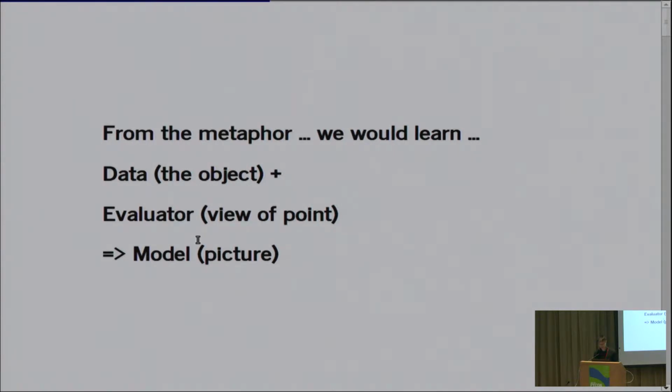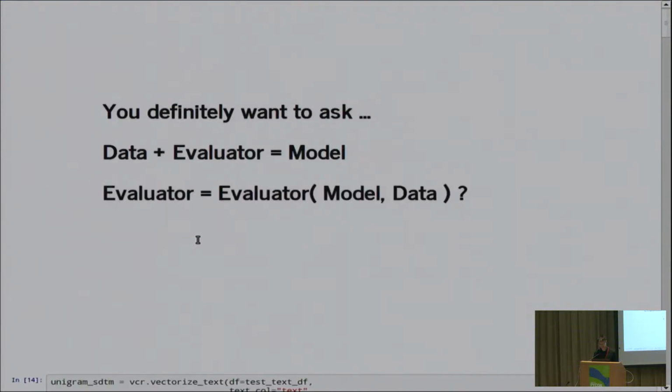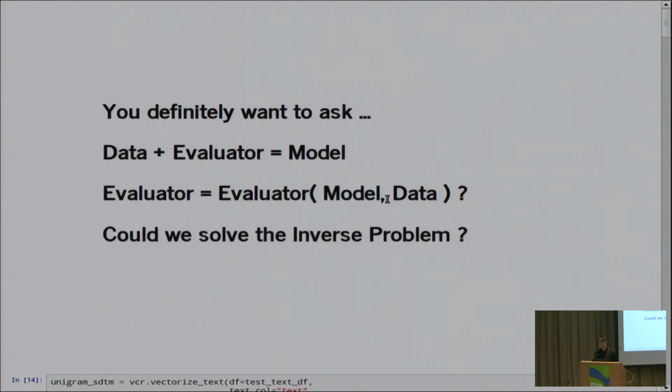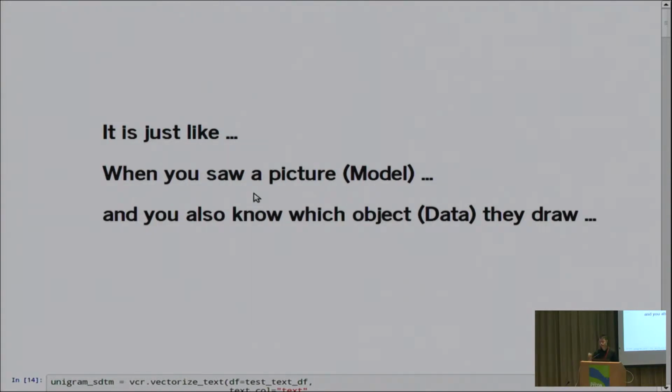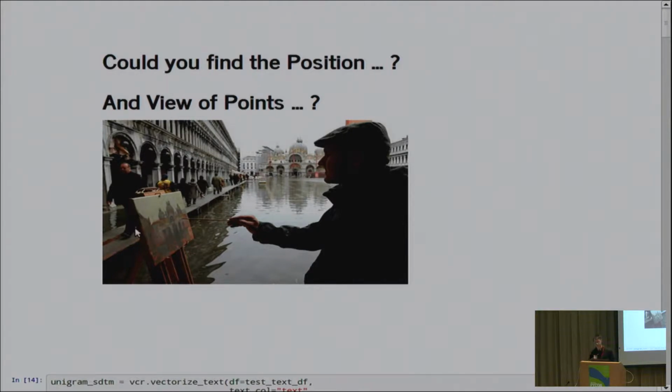So that's the direct problem, and a model hacker always wants to solve the inverse problem. That is, you have the data, and you have a model in the data, and you want to construct the user's evaluator. So it's an inverse problem, just like this. If you see a picture and you know what the object in the picture is, the picture is just a model, and it's just like data. How can you find the evaluator? How can you find how the painter drew the picture? So it's an inverse problem.